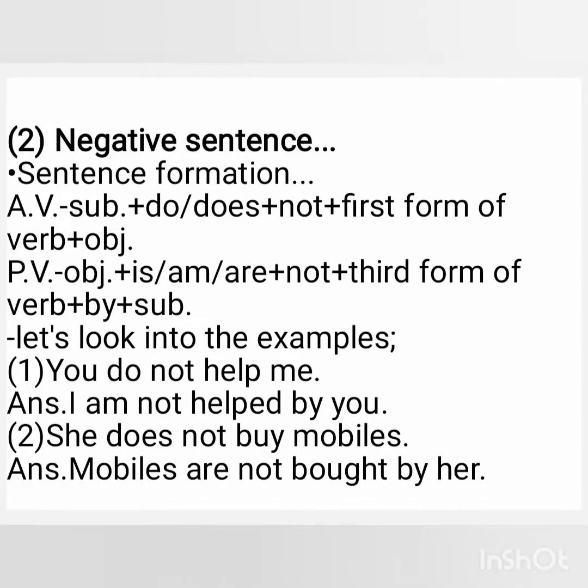Now let's learn about negative sentences. At first I will tell you the sentence formation. In active voice, it will be subject plus do/does plus not plus first form of verb plus object. And in the passive voice, object plus is/am plus not plus third form of verb plus by plus subject.